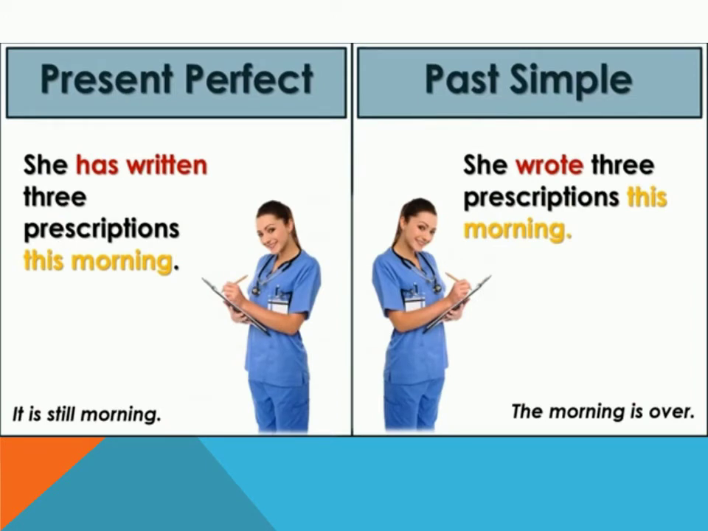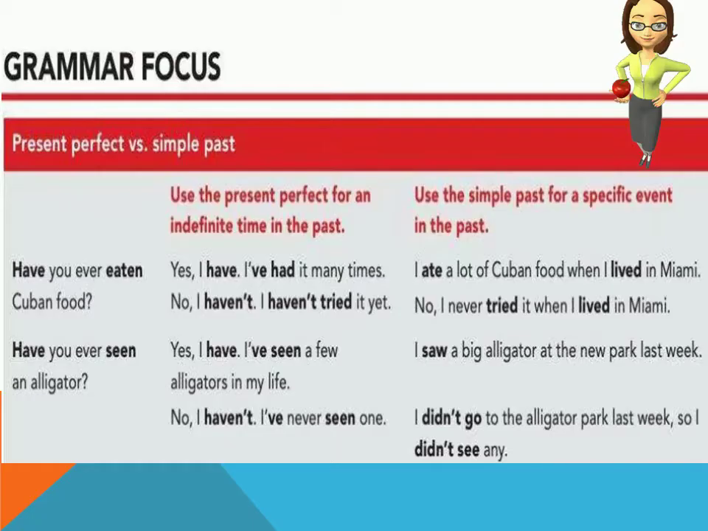Another example, she has written 3 prescriptions this morning. So it is still morning. She could write more prescriptions. But for past simple, she wrote 3 prescriptions this morning. So that means that the morning is over. So no more time for that. The action is completed.